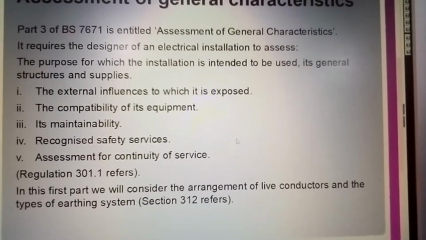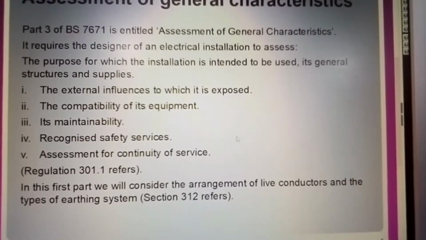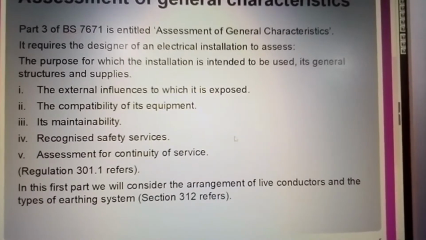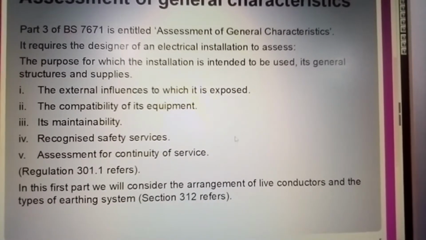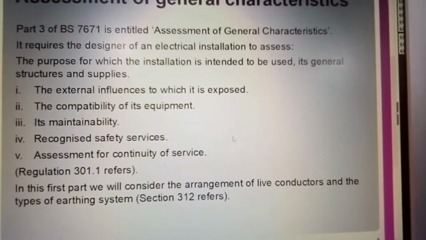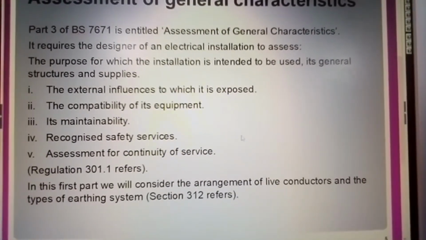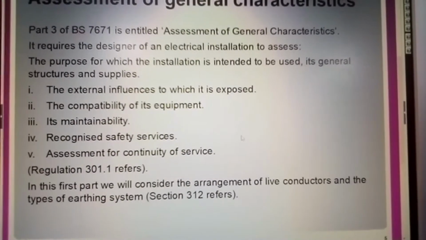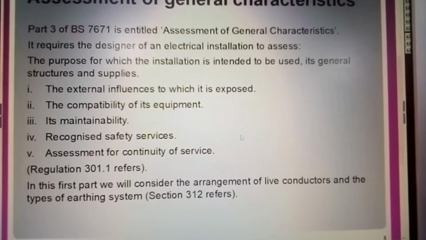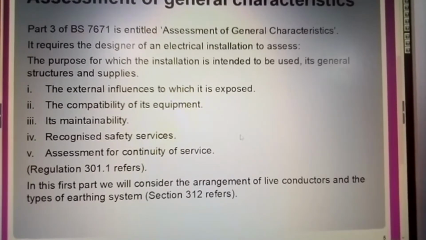Now here we are having a look at assessment of general characteristics. Part 3 of BS 7671 is entitled Assessment of General Characteristics. It requires the designer of an electrical installation to assess the purpose for which the installation is intended to be used, its general structure and supplies, the external influences to which it is exposed, the compatibility of its equipment, its maintainability, recognized safety services, and assessment for continuity of service. Regulation 301.1 refers. In this first part, we will consider the arrangement of live conductors and the type of earthing system. Section 312 refers.